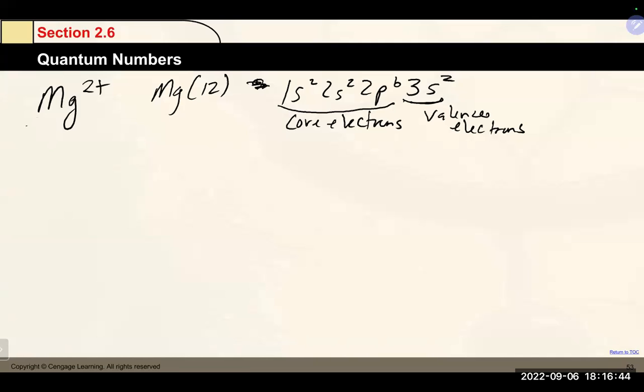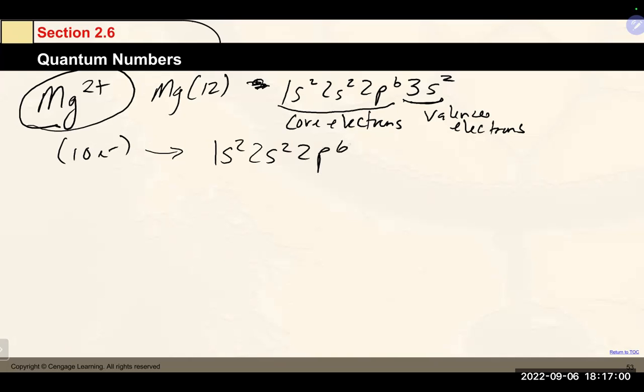So when this guy becomes a +2 charge, the plus means it lost electrons, 2 is how many it lost, which means it will end up with 10 electrons, which means the electron configuration for magnesium with a +2 charge would be 1s2, 2s2, 2p6 in this particular case. The 2 electrons would be these 2 valence electrons that basically were lost in that process.